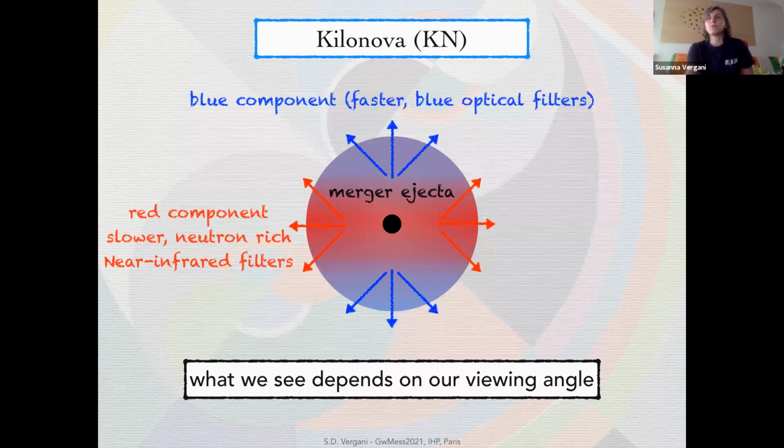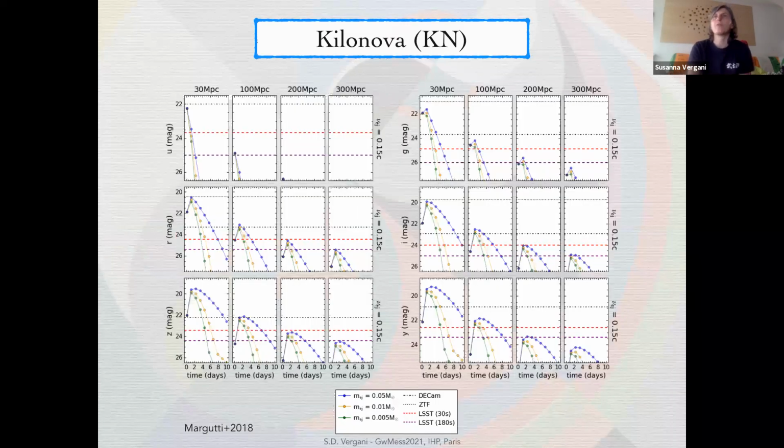As we said, what we see depends on our viewing angle, and the simulation that I showed you before is for the blue component of the kilonova, to which we are sensitive. But if we take away this blue component, which is supposed to be really off axis with large viewing angles, the situation becomes more difficult, because in some cases, even with the LSST, we will not be able to detect these kilonovae.